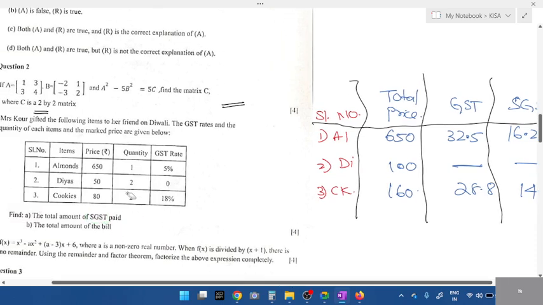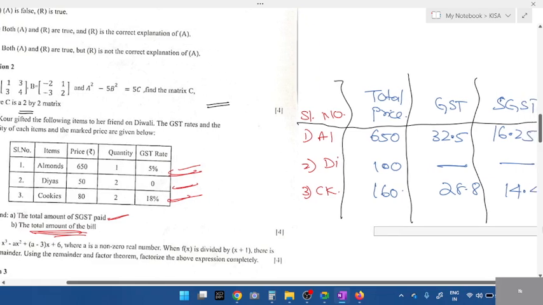Now, two things are given, students. One is they have asked us to find the SGST amount. But what about tax? When they ask for the total amount, will you pay only SGST or total GST? What you have to pay? You need to pay total GST, right? This is the concept. Remember, we need to pay total GST, not only SGST, total GST.